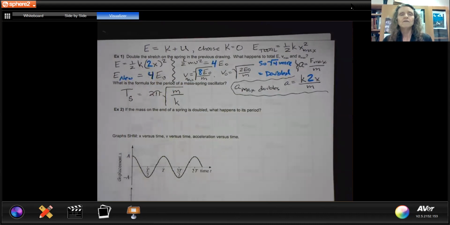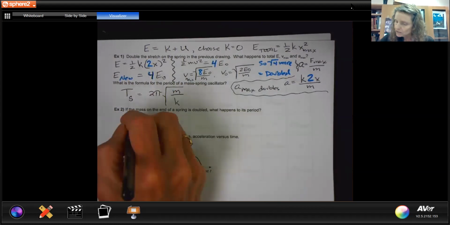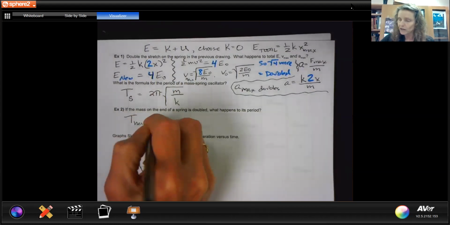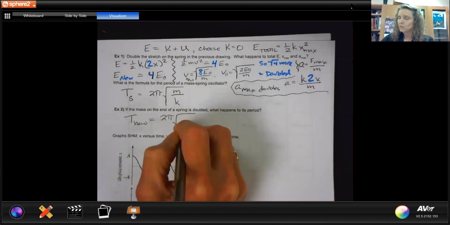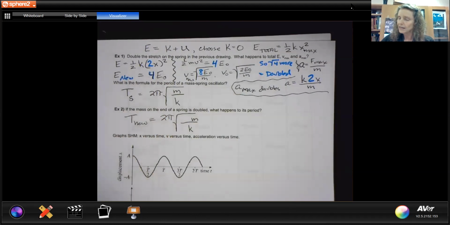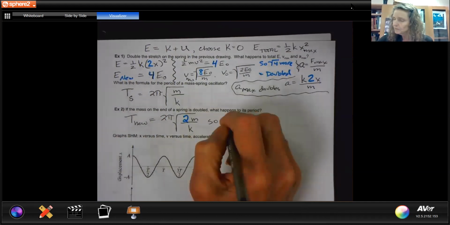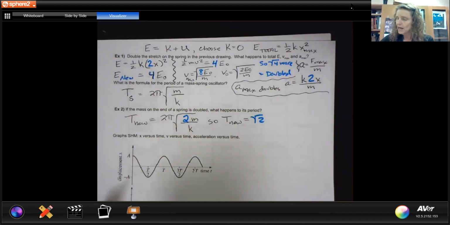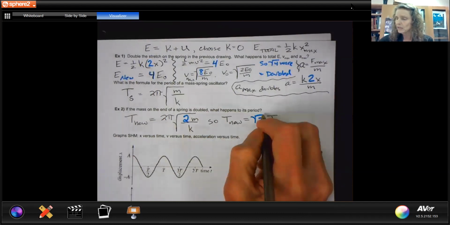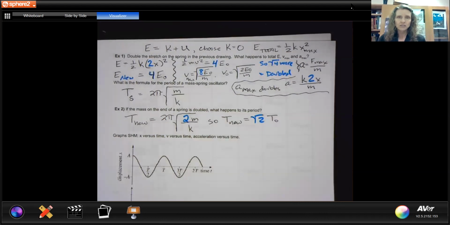Example 2. If the mass on the end of a spring is doubled, what happens to the period? So let's look at this. T new, there's T original right there in front of us, right? So I have 2 pi times the square root of, and I'm going to write Muk with a little room in front of it because I need to double that mass. You can see what happens? It's bigger by the square root of 2, isn't it? So T new is equal to the square root of 2 times the original period. So remember that T is period. Its units are seconds. It's an actual time unit.